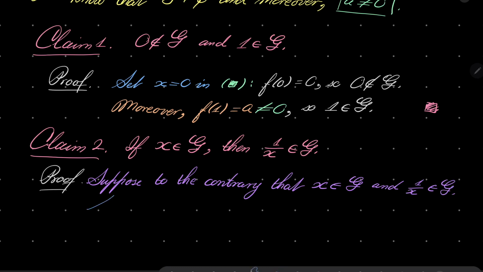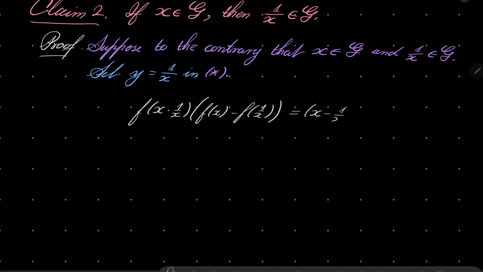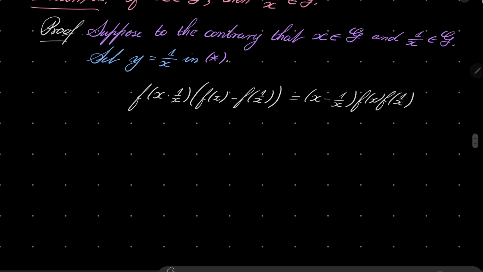And we will set y to be 1 over x in our condition asterisk, our very first functional equation. And what do we have? On the left hand side we have f of x times 1 over x, f of x minus f of 1 over x equals x minus 1 over x times f of x, f of 1 over x, sorry.